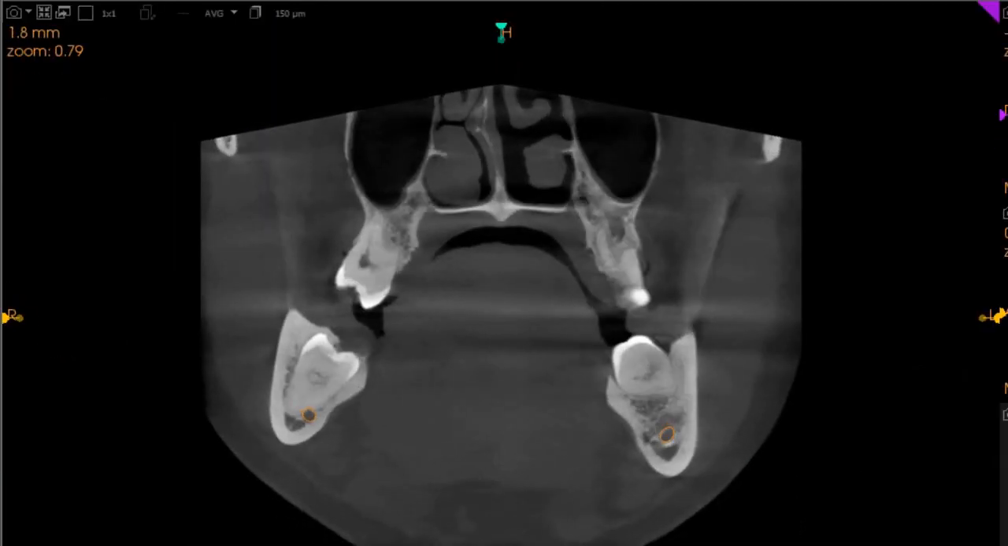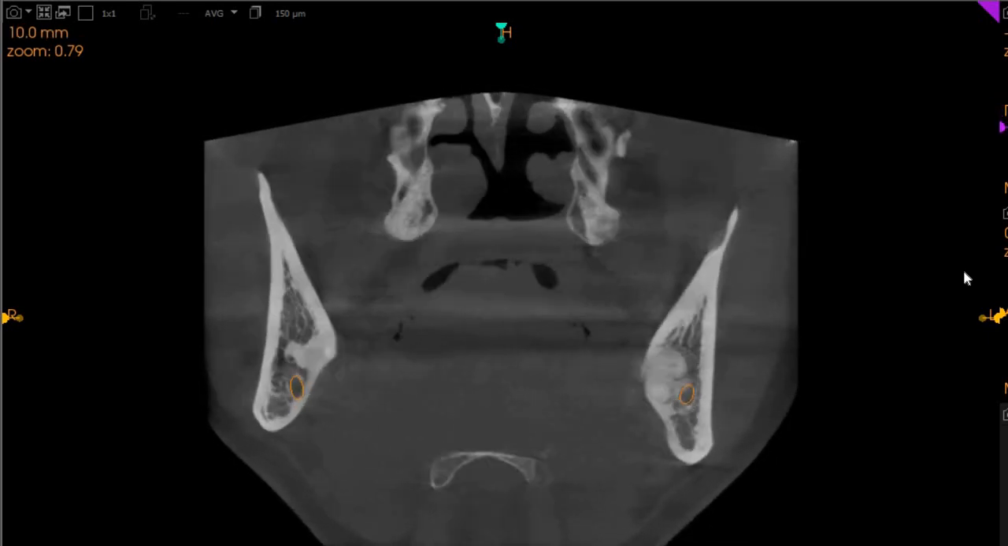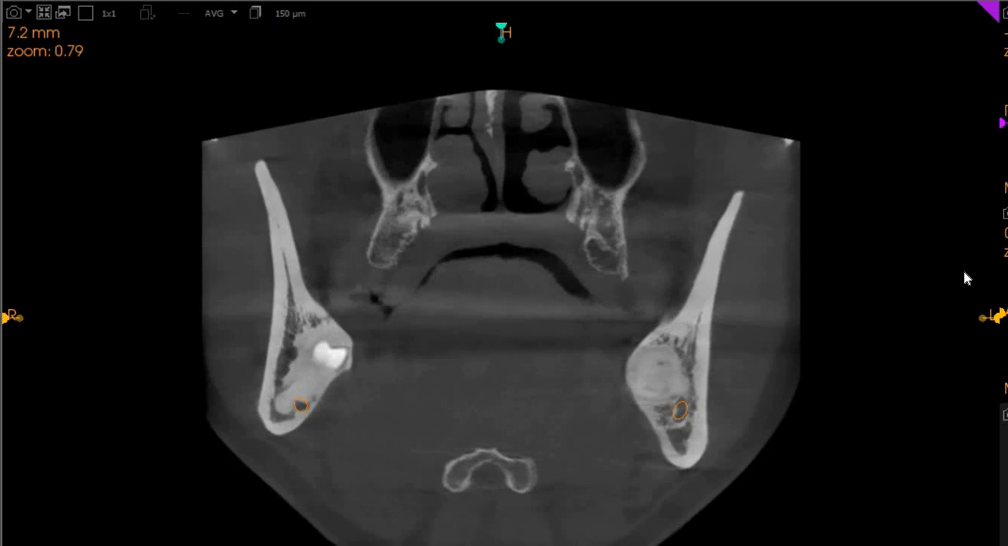This is the coronal view, and here also you can have a very good idea of how both the wisdom teeth look simultaneously in this patient.